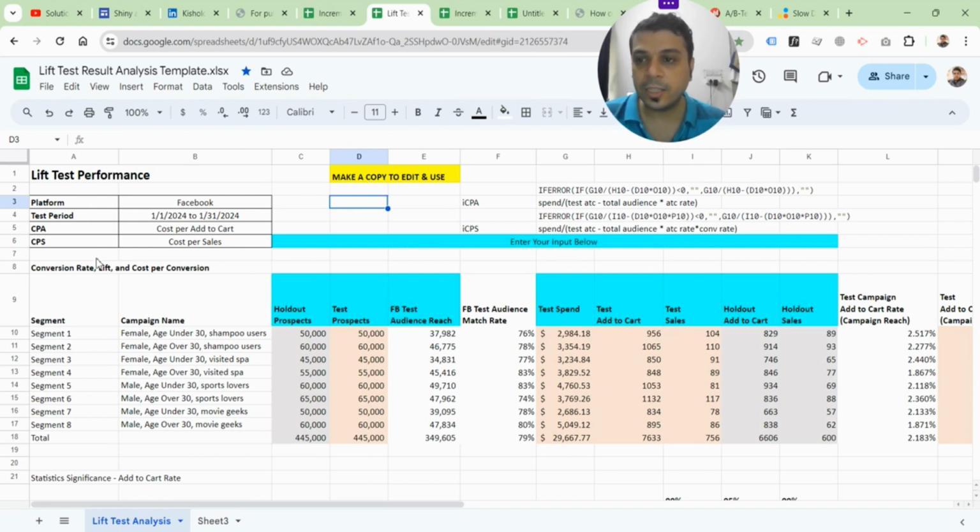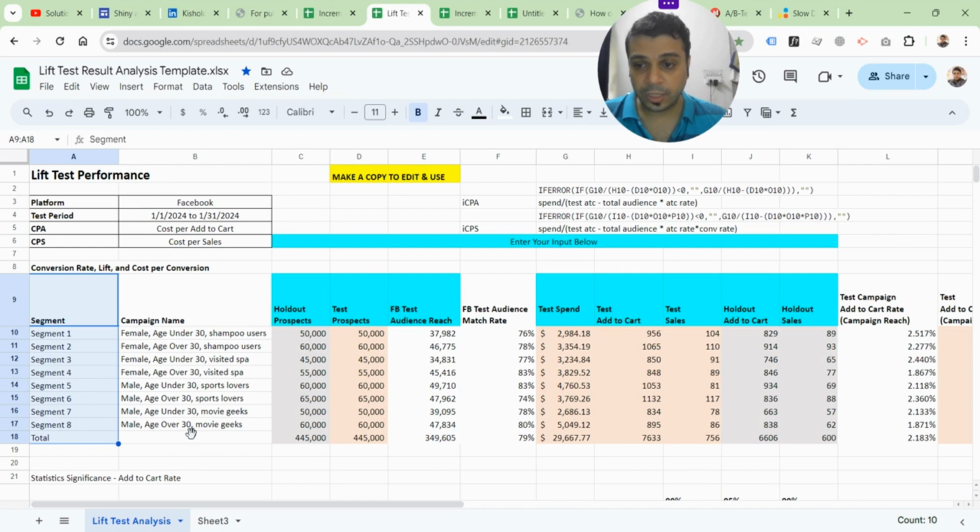So what we are doing here is we have a test period, and we are looking at two particular metrics: the cost per add to cart and the cost per sale. You can easily look at only one metric. If purchase or sales is your ultimate KPI, then just look at that metric. In this case, it looks at two in order to understand how it is affecting key metrics along the funnel.